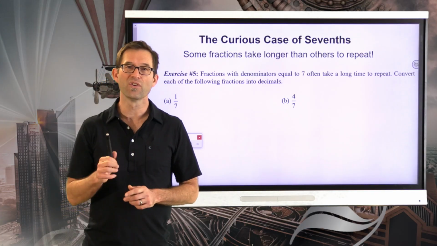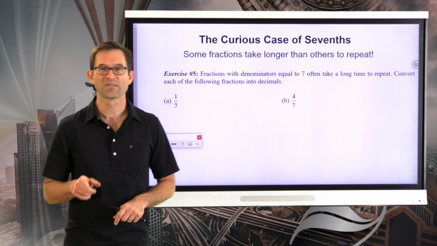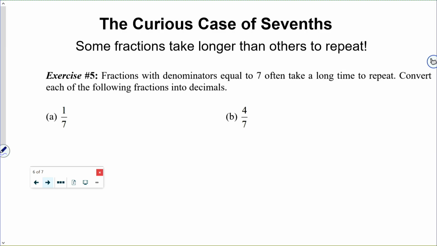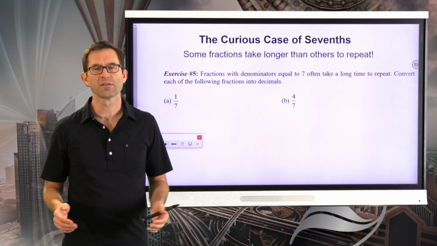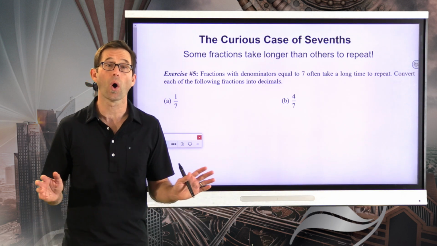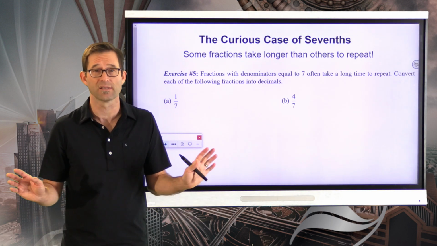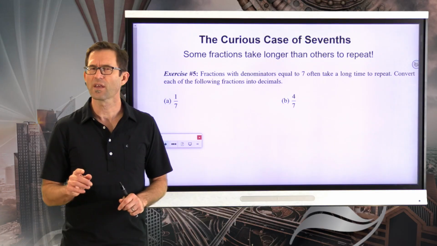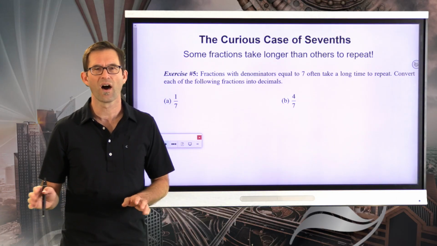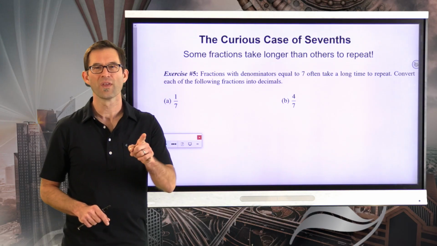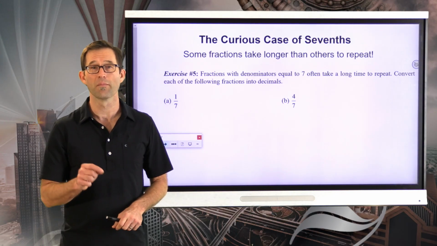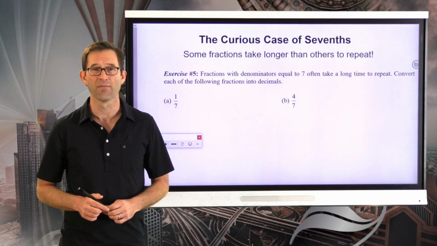Let's take a look at the curious case of sevenths. All right, exercise number 5. Fractions with denominators equal to 7 often take a long time to repeat. Convert each of the following fractions into decimals. All right, so like some denominators are nice. Like 4 is a nice denominator. 2 is awesome. I don't mind 8 so much. 10 is the best, okay? Things like 3 get a bit annoying, 6, 9, 11, but 7, oh, 7's the worst, but also kind of cool. Let's convert 1/7 together to a repeating decimal, and then have you convert 4/7 on your own.